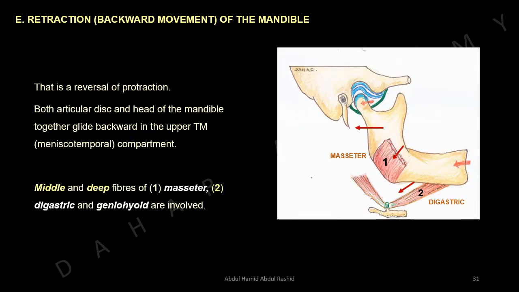E. Retraction, that is backward movement of the mandible. That is a reversal of protraction. In this case, both articular disc and head of the mandible together glide backwards in the upper TM compartment, that is meniscotemporal compartment. In this movement, the muscles involved are number 1, middle and deep fibers of the masseter, and number 2, digastric muscles assisted by geniohyoid muscles.